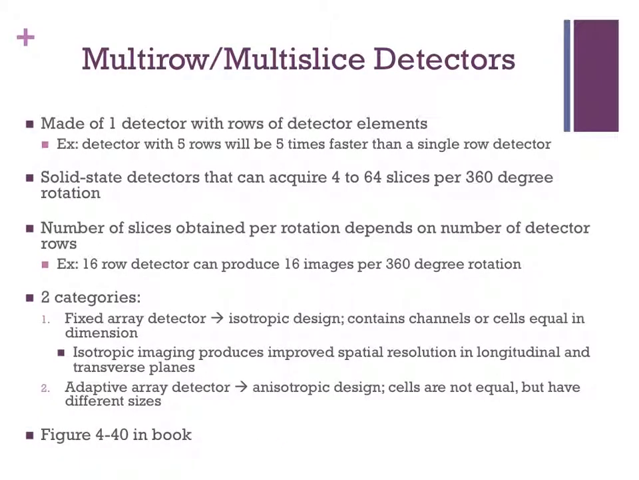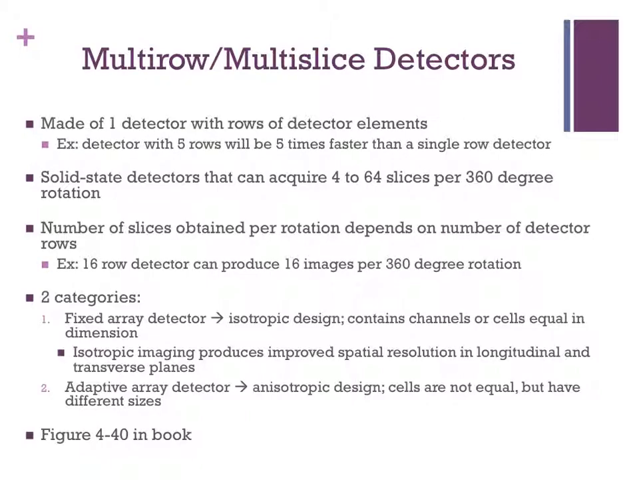The goal of multi-row, multi-slice detectors is to increase the volume coverage speed even more than the dual-row, dual-slice scanners. They are known as MRMS detectors, and these types of detectors are made of one detector with rows of detector elements. A detector with, let's say, 5 rows will be 5 times faster than its single-row counterpart. These types of detectors are solid-state detectors and can acquire 4 to 64 to 320 slices per 360-degree rotation. Also, the design of these detectors can influence the thickness of the slices.